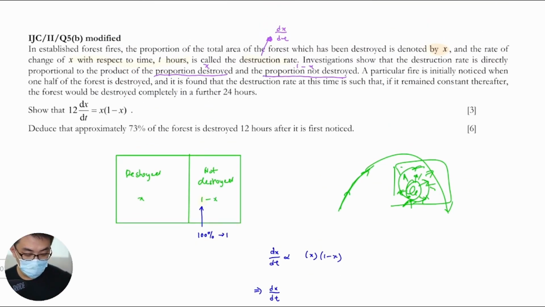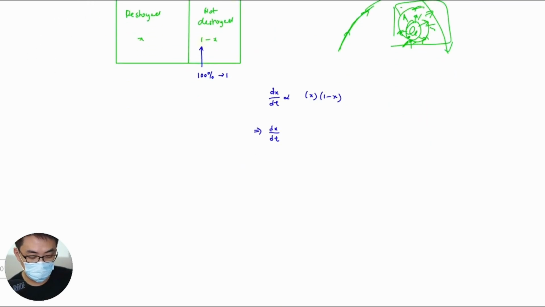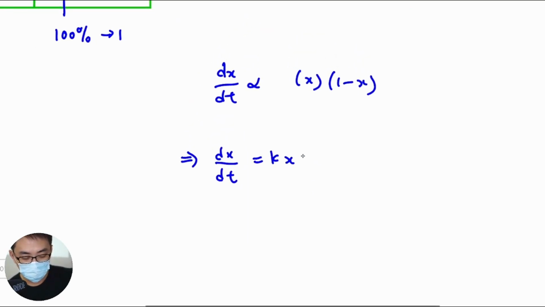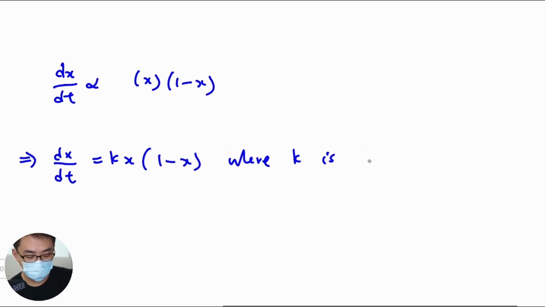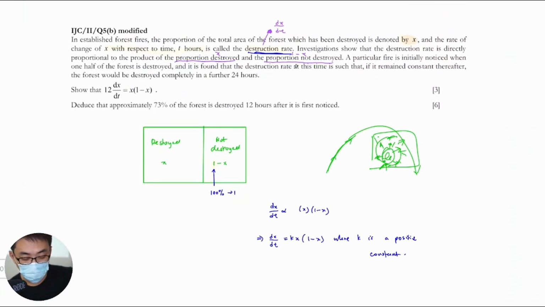Destruction rate is already a negative thing because you're already destructing, so there's no negative here. It is kx(1 minus x), where k is a positive constant. You will already know that k is a positive constant because destruction rate is already considering the part being destroyed. So this is positive, then goes down. The destruction rate will go up, then come down. You really need to slowly do some reading comprehension.